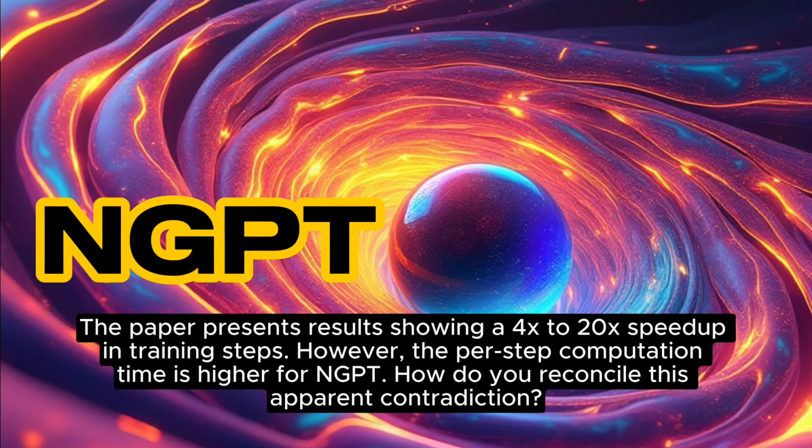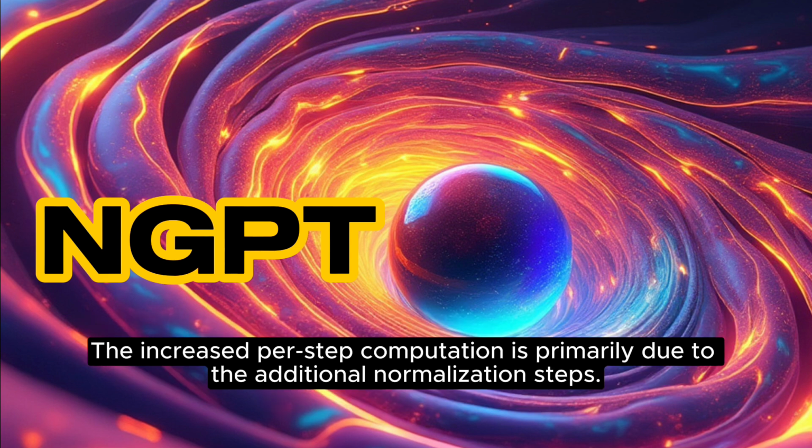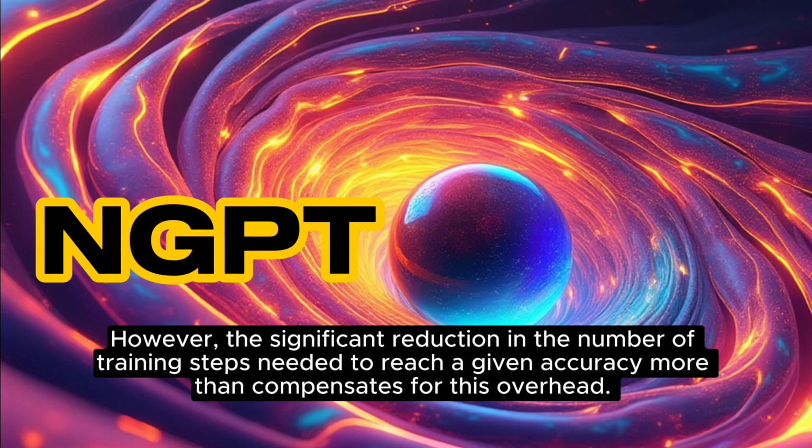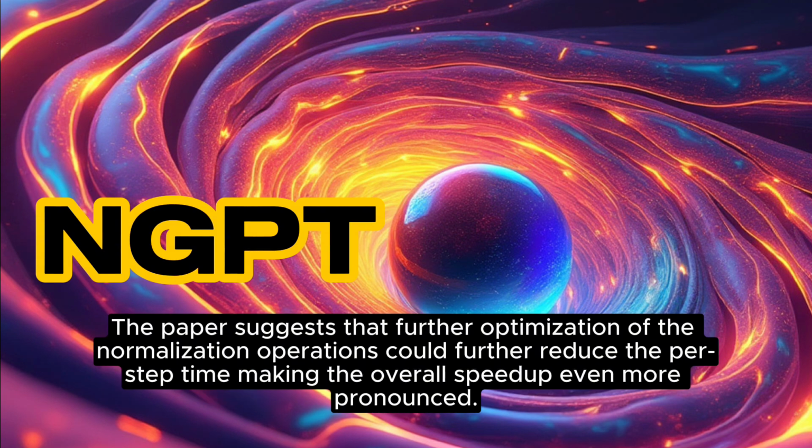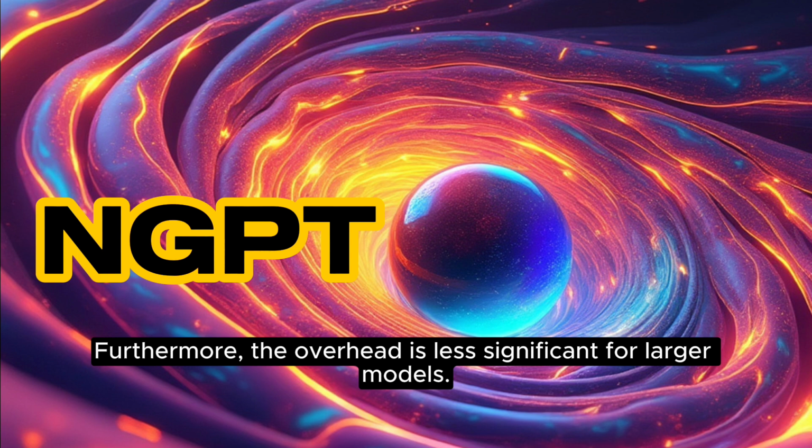The paper presents results showing a 4x to 20x speedup in training steps. However, the per-step computation time is higher for NGPT. How do you reconcile this apparent contradiction? The increased per-step computation is primarily due to the additional normalization steps. However, the significant reduction in the number of training steps needed to reach a given accuracy more than compensates for this overhead. The paper suggests that further optimization of the normalization operations could further reduce the per-step time, making the overall speedup even more pronounced. Furthermore, the overhead is less significant for larger models.